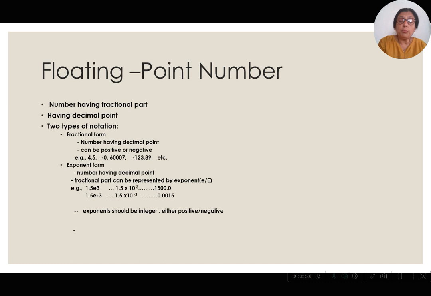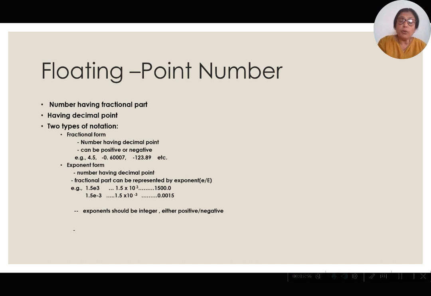Since it's a floating point number or real number, it has to have the decimal point. The fractional part can be represented by an exponent. Now just see 1.5E3. If you write it in mathematical format, it will be 1.5 into 10 to the power 3. The 'into 10' is replaced by E. That is the exponent form, and 3 is the exponent.